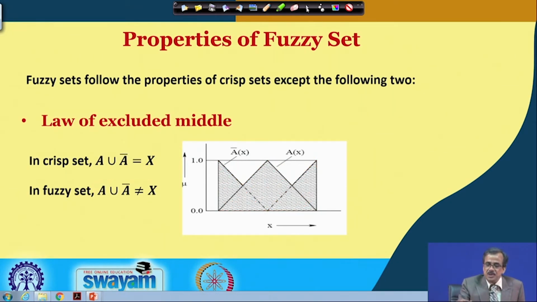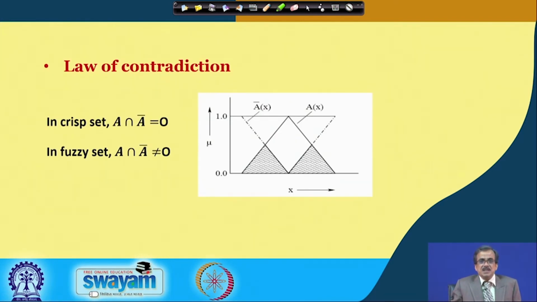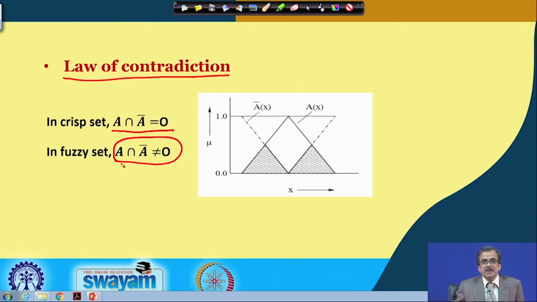The reason I am going to tell you after some time, and let me explain another law which is not followed by this particular fuzzy set, and that is known as the law of contradiction. According to this law of contradiction, in crisp set, A intersection A bar is nothing but the null set, but in fuzzy set A intersection A bar is not equal to 0. So, there is a violation of this law of contradiction by fuzzy sets.